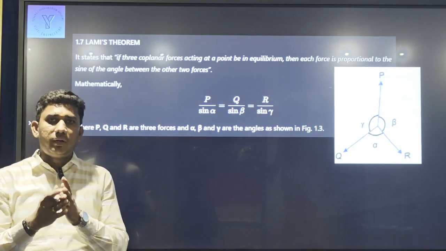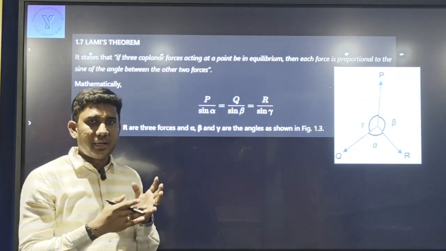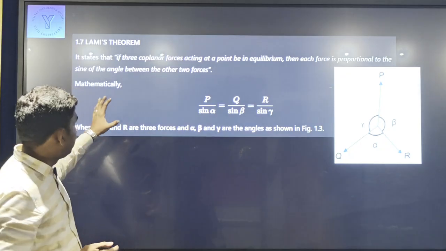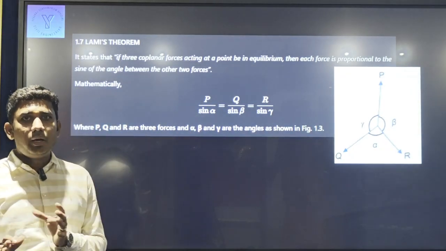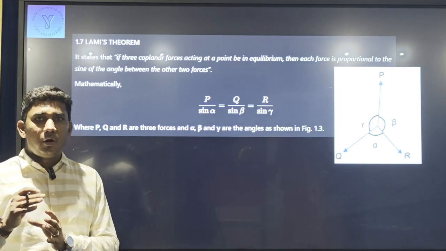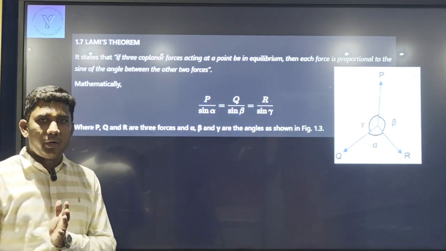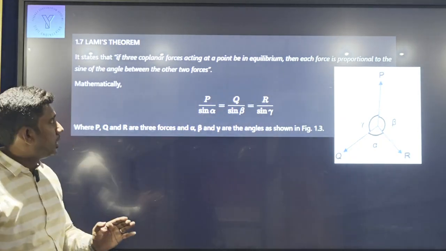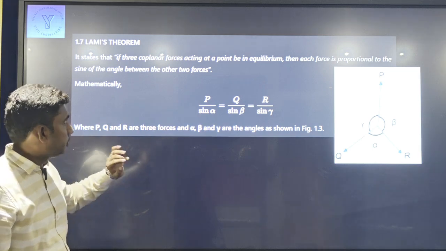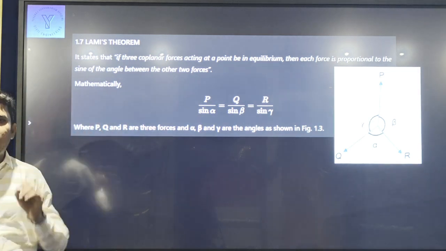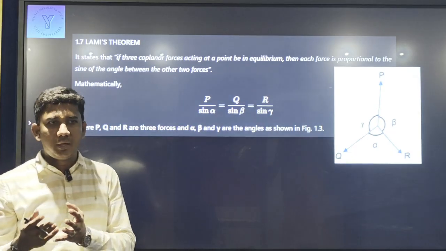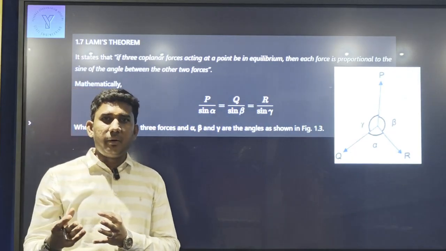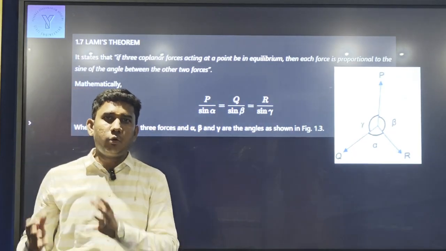So next, moving on to Lami's theorem. This theorem states that if there are three coplanar concurrent forces, which should all act at the same point, then each force is proportional to the sine of the angle between the other two forces. I can find the magnitude of the force by considering the trigonometric function sine of the angle between the other two forces.